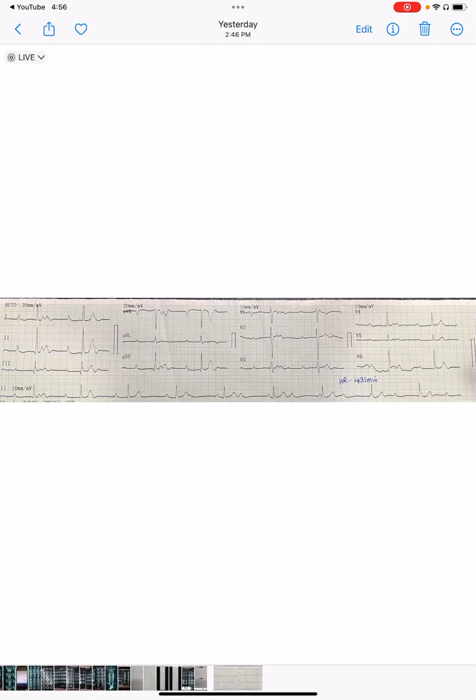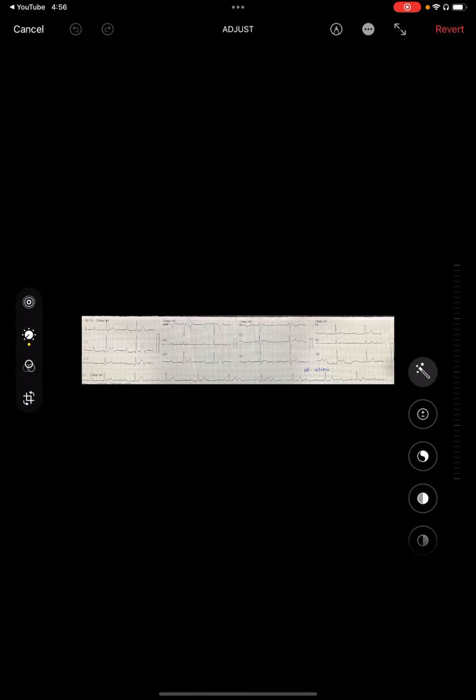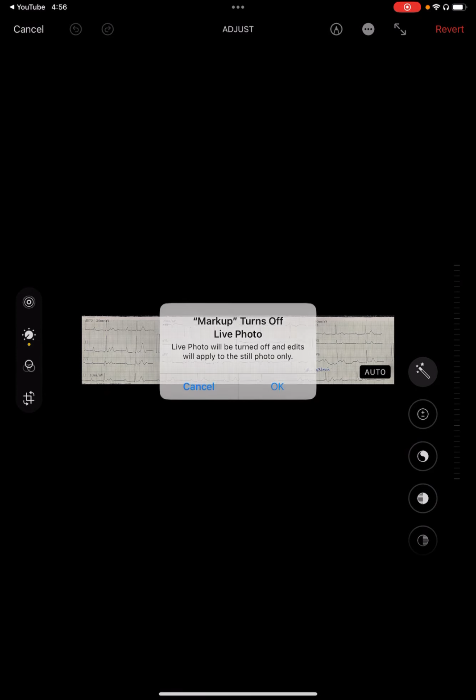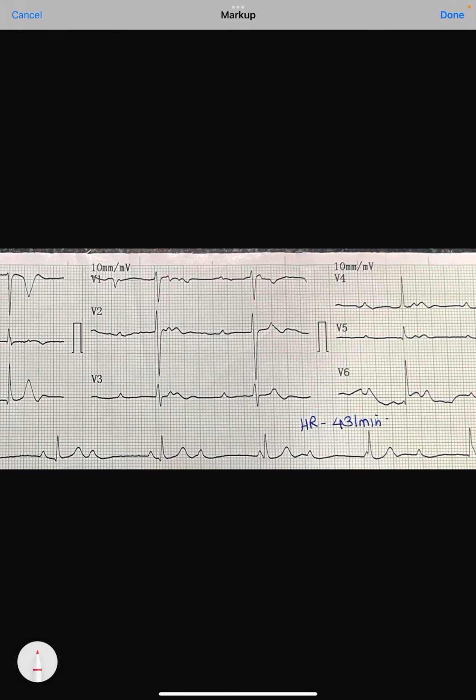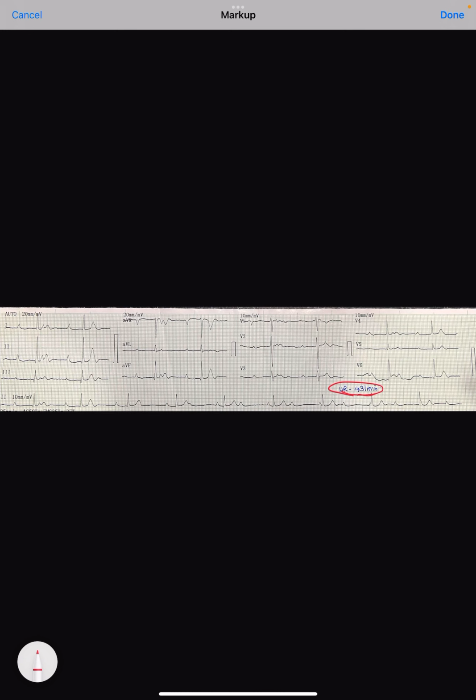Now here we are again with a very interesting ECG. You can simply pause the video and look at this ECG for a second. Now what we can see in this patient is that the heart rate is around 43. So the patient's heart rate is around 43 and we can try to find out the reason for bradycardia.